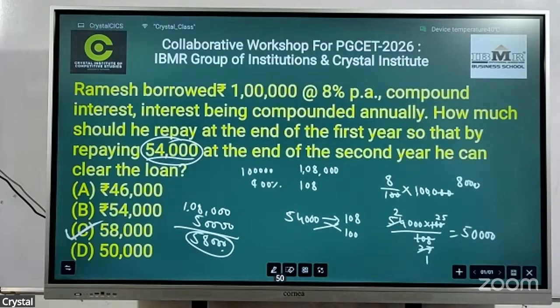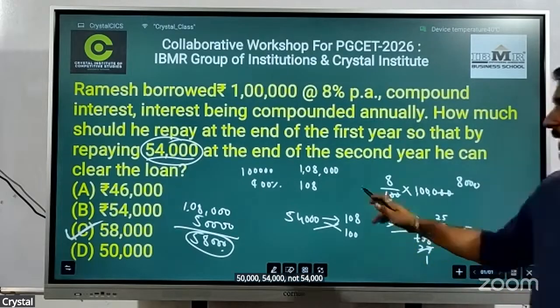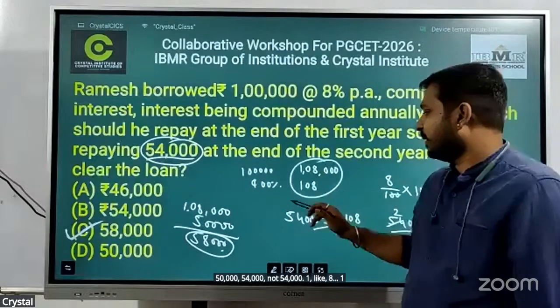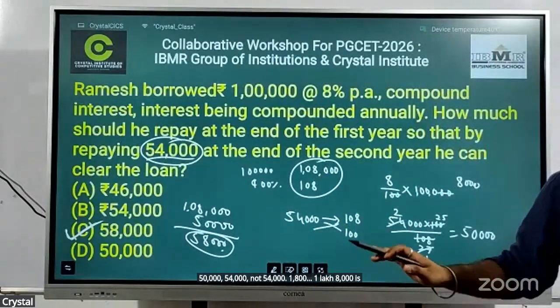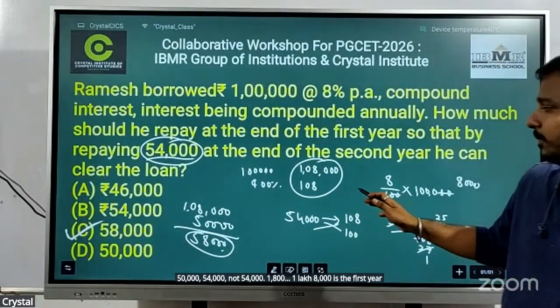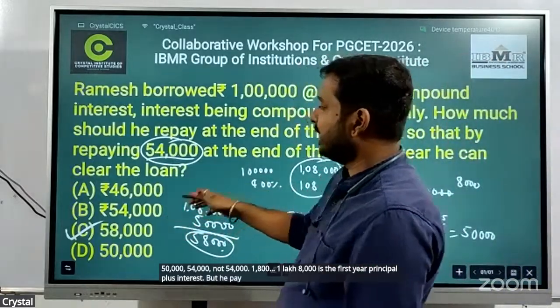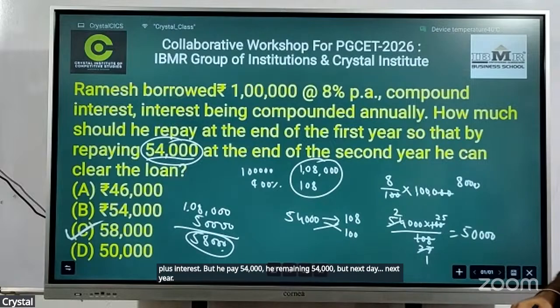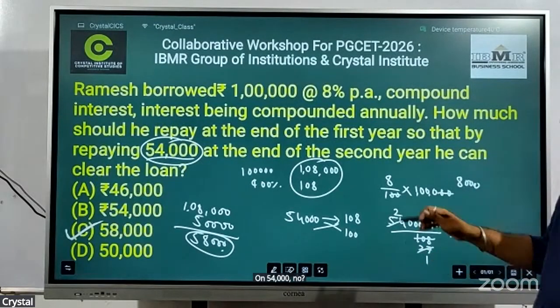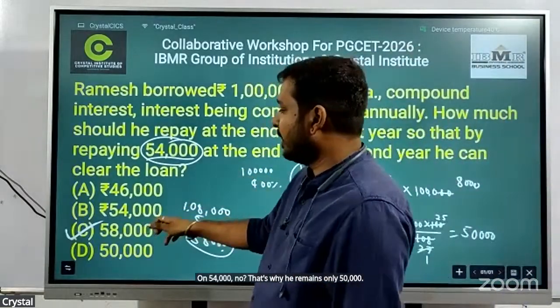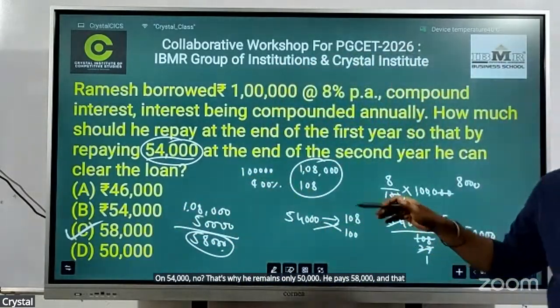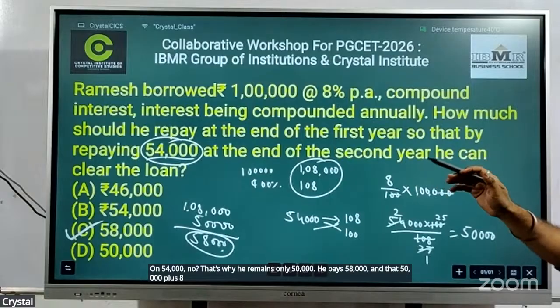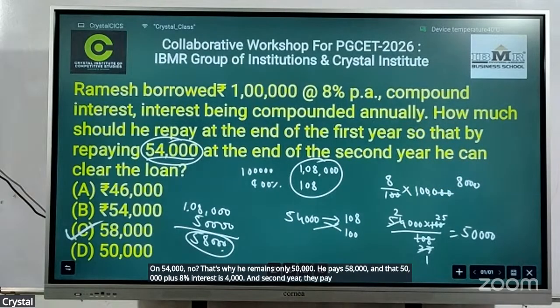1 lakh 8,000 is the first year principal plus interest. But he pays 58,000 and he remains 50,000. The next year 8% interest is on 50,000, so 50,000 plus 8% interest is 54,000. And in the second year he pays 54,000.